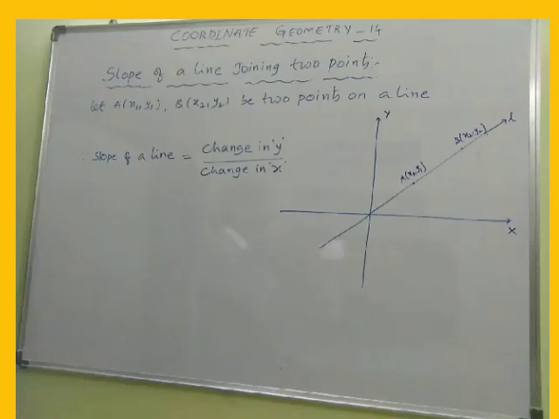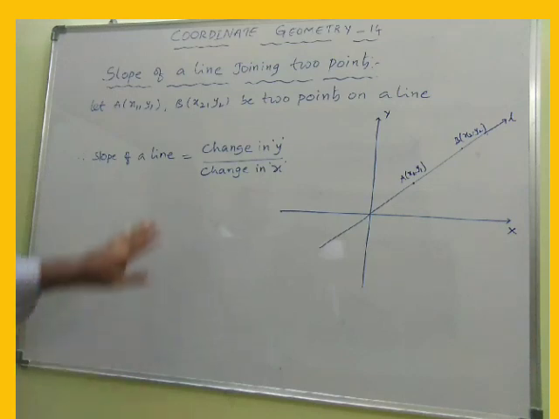In this video, we are going to discuss two more important concepts. One is how to find the slope of a line segment, and the second is how to find the image of a given point with respect to the x-axis and y-axis. So first of all, let us concentrate on the slope of a line segment joining two points.